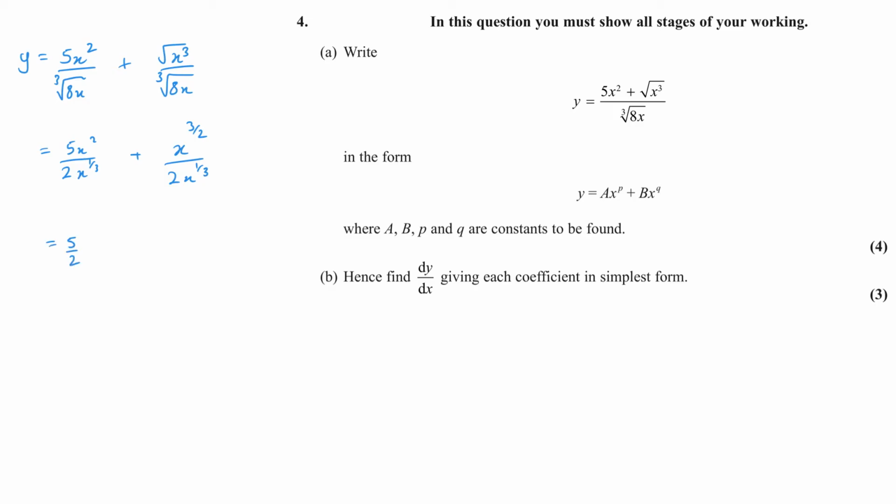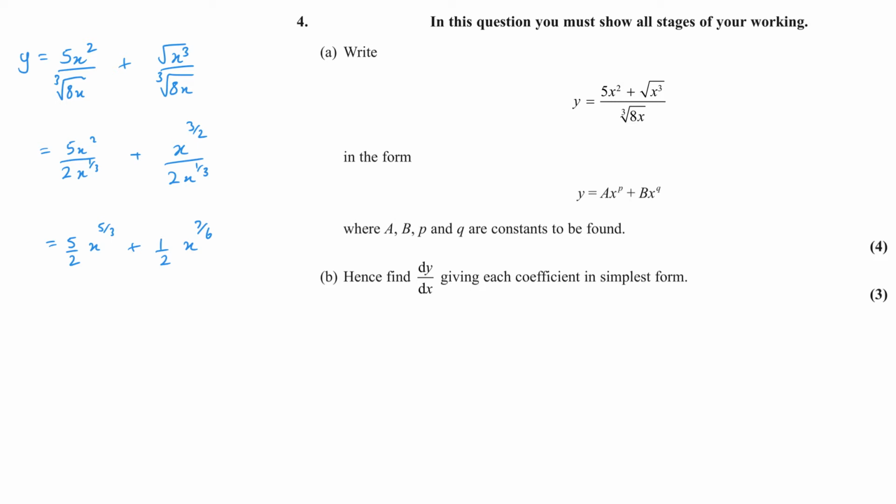Now that's 5 over 2, and then looking at my indices, 2 and 1/3, let's divide, so I need to take away, so 2 take away 1/3 is 1 and 2/3, or 5 over 3, plus, now this is 1/2 x, and 3 over 2 minus 1/3 is 7 over 6. Okay, so that's my A, B, P and Q.